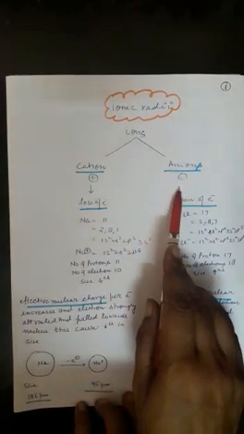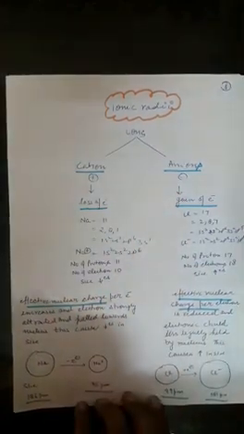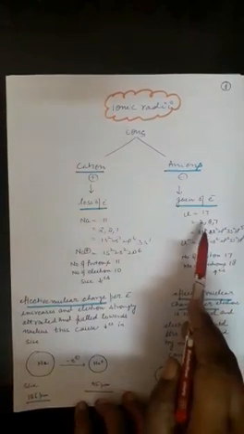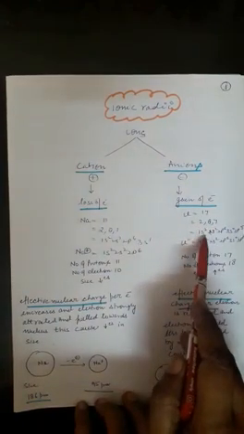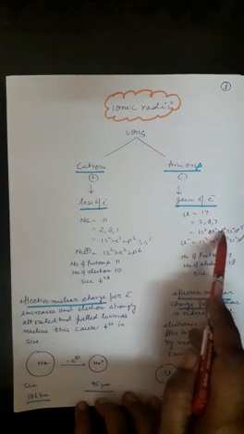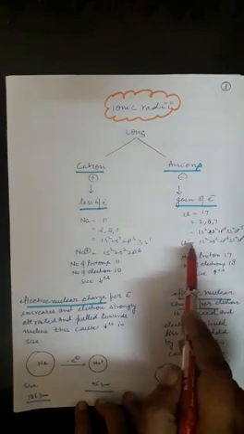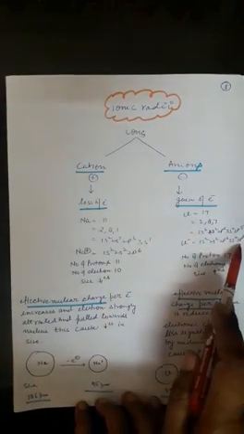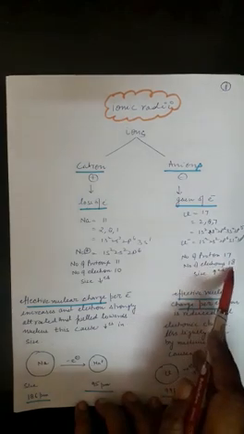Same as in the case of anion. Let's take the example of chlorine. Atomic number 17, and its electronic configuration is 2, 8, 7. In sequence it is 1s2, 2s2, 2p6, 3s2, 3p5. When it gains an electron, it becomes 3p6. The number of protons remains the same and the number of electrons increases.